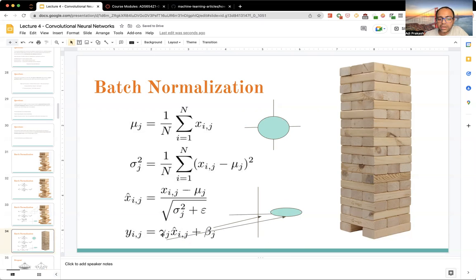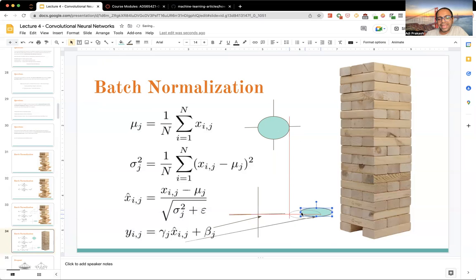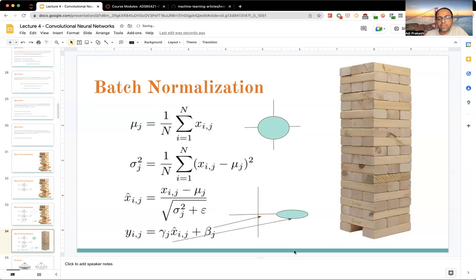Now this gamma and beta, how do you determine them? Because we don't know what they will be. Like I said, maybe the best scale and mean is somewhere here. We don't know, and that is where the idea comes in: why don't we let the model learn? So gamma and beta are also trainable variables. While doing backpropagation, you'll also update gamma and beta. Remember, mu and sigma are not trainable variables. They are just statistics. Whatever your data is, mu is the mean of the data, and sigma squared is your variance. But gamma and beta are learned variables.